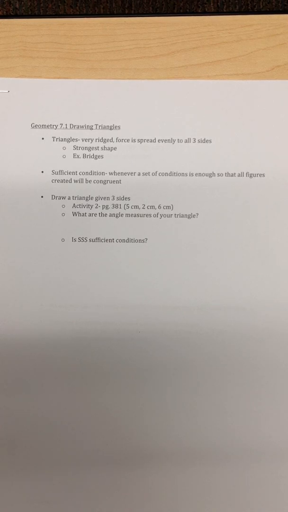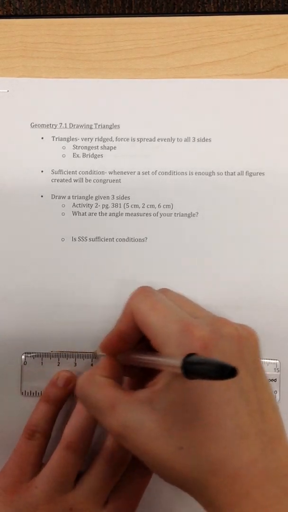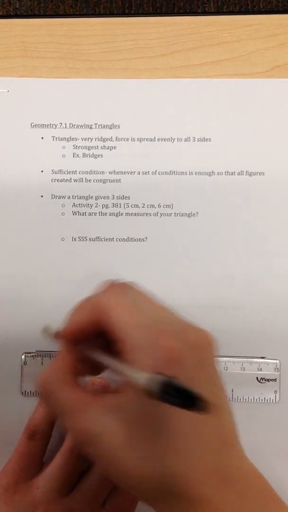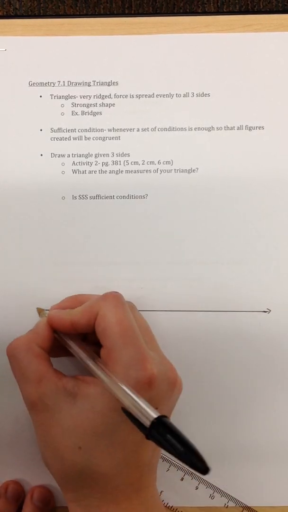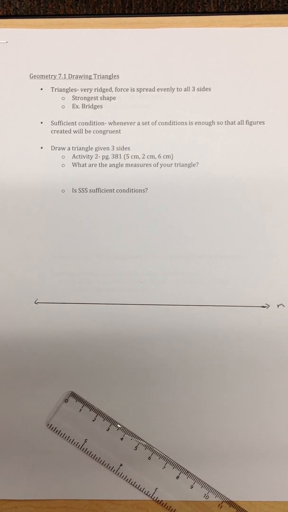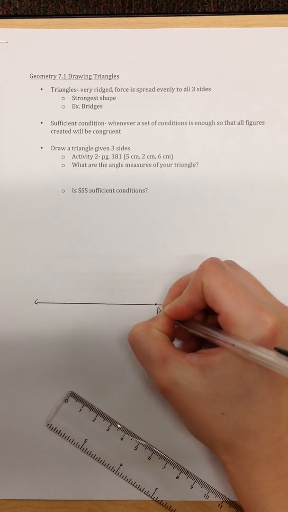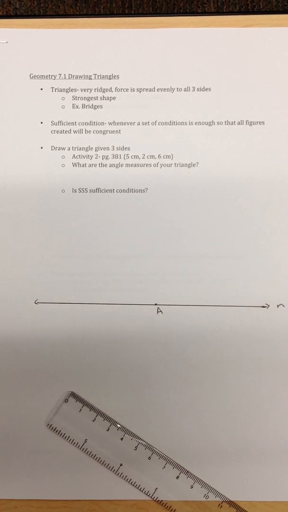The first thing it wants us to do is draw a line and call it M. So we're just going to take our straight edge and draw ourselves a line here. Something like that. They want us to name it M, so just throw an M on it. Then somewhere near the middle of that line, I'm going to put a point A.